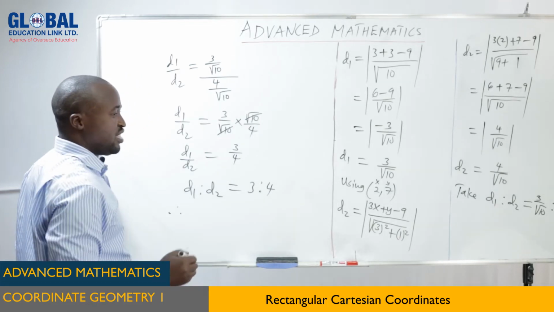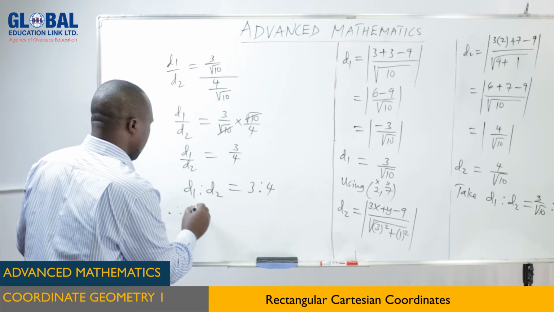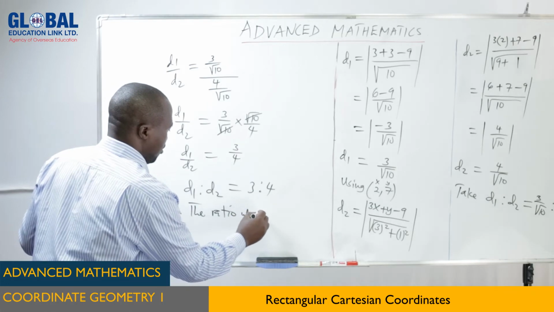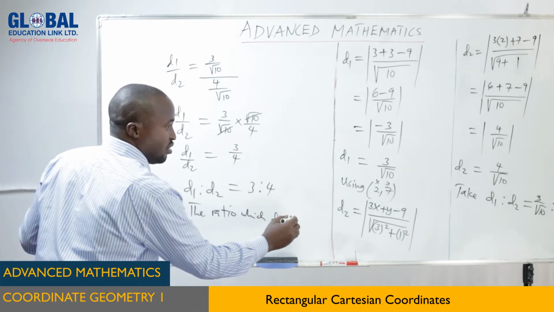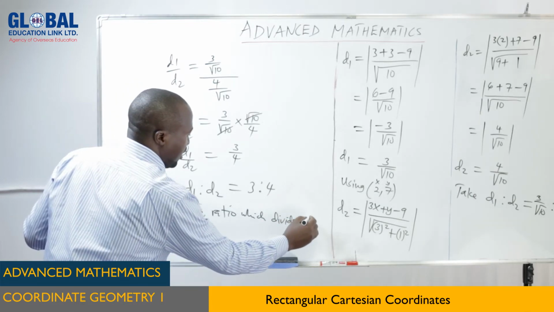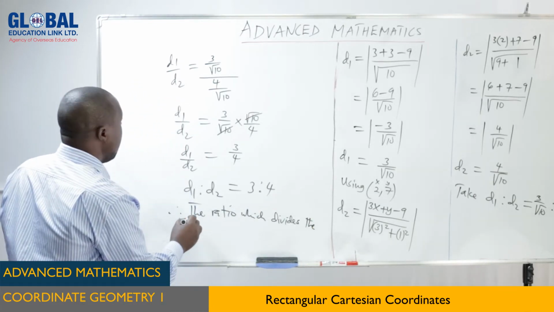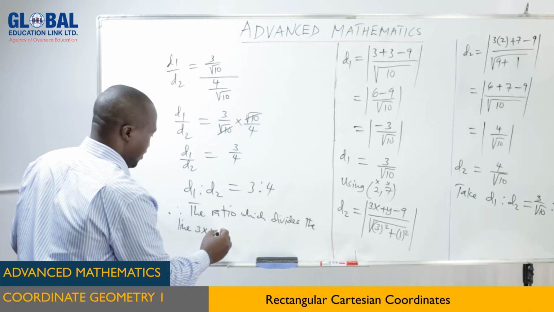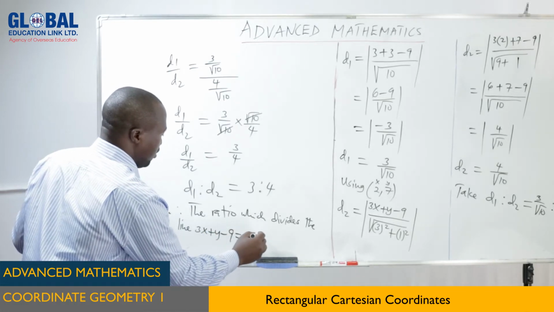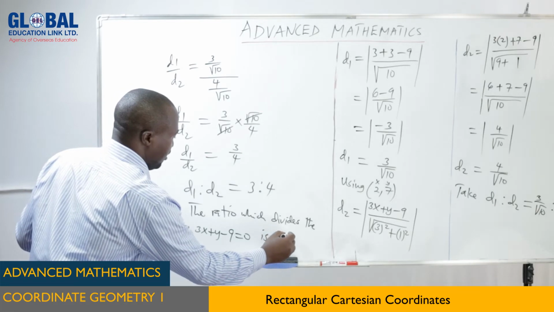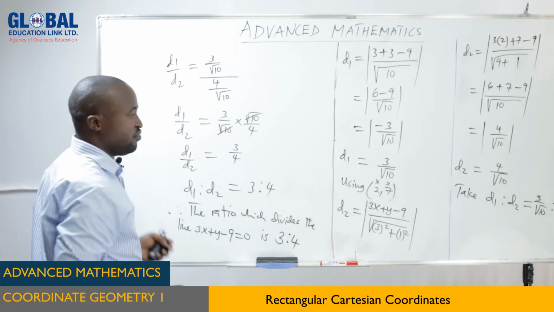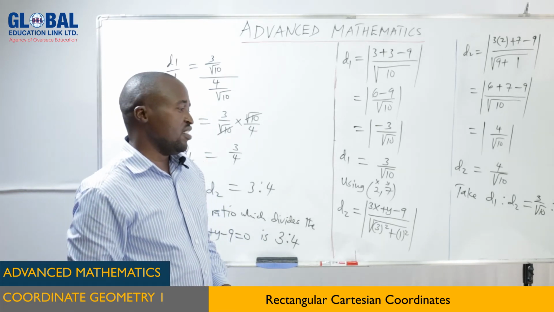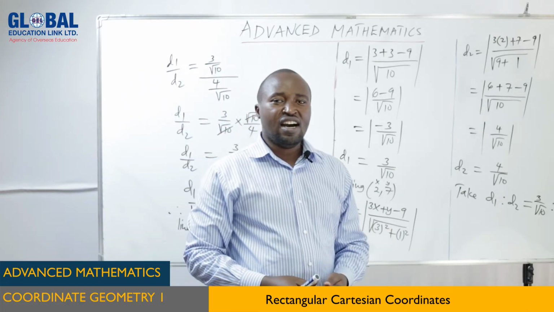Therefore, here we say the ratio which divides the line 3x plus y minus 9 is equal to 0 is 3 ratio 4. So that is another way where we can apply the distance formula, that is to determine the ratio.